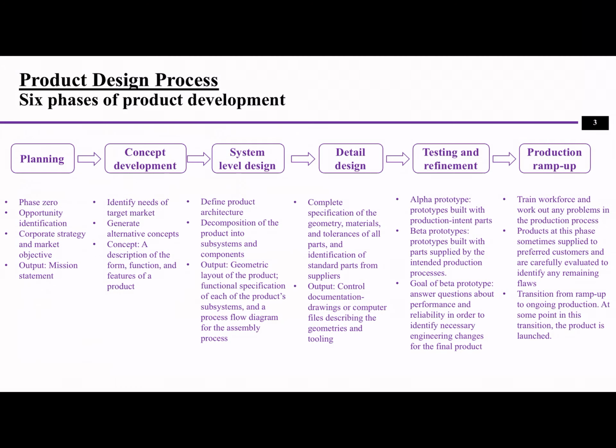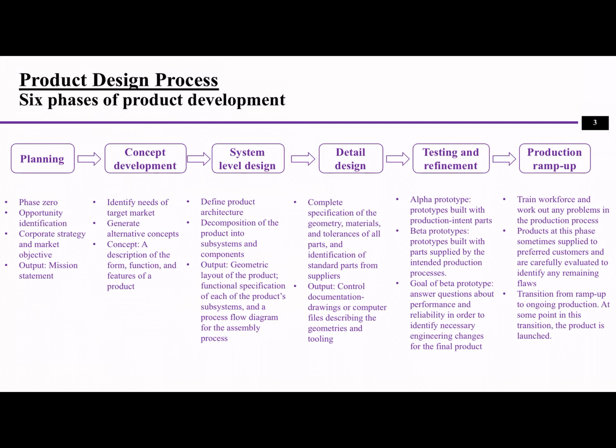First, let's look at the product design process. The whole process includes 6 major phases: from planning to concept development, system level design, detailed design, testing and refinement, and also production ramp up. First, planning is really phase 0 at the very beginning.